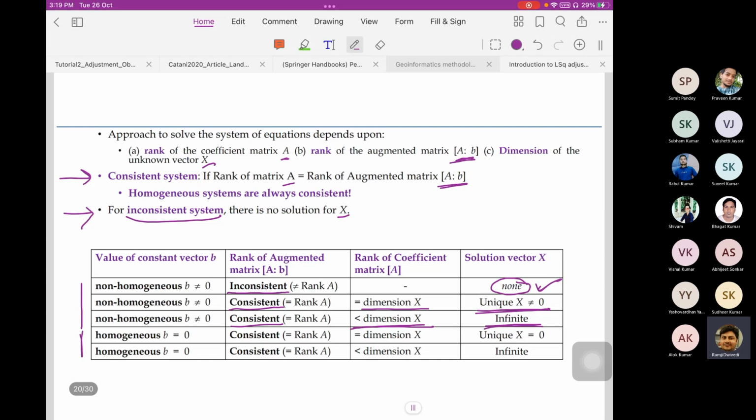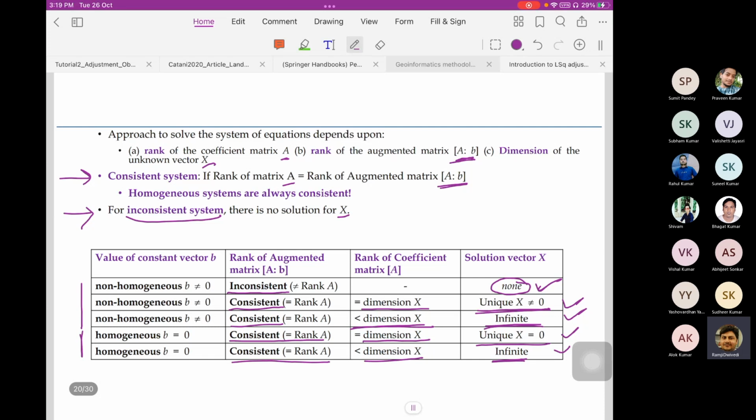Similarly, there are two cases of homogeneous system, which is b equal to 0. Again, consistency should be maintained and the question will be asked on the dimension of X. It is less than or equal to X, obviously the unique solution or the infinite case. So both cases are possible for the non-homogeneous system as well as the homogeneous system.